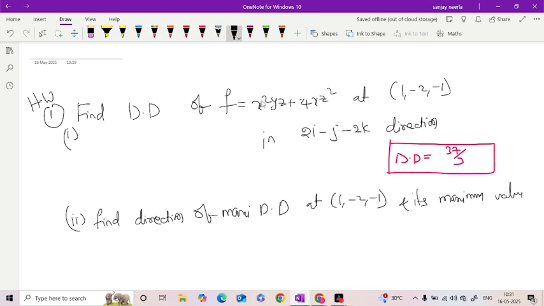Okay, now this one is about the directional derivatives.